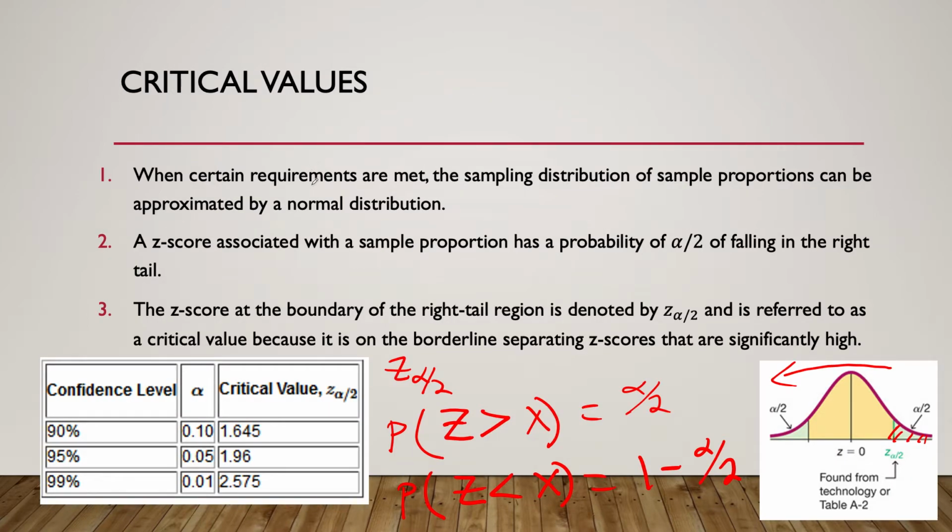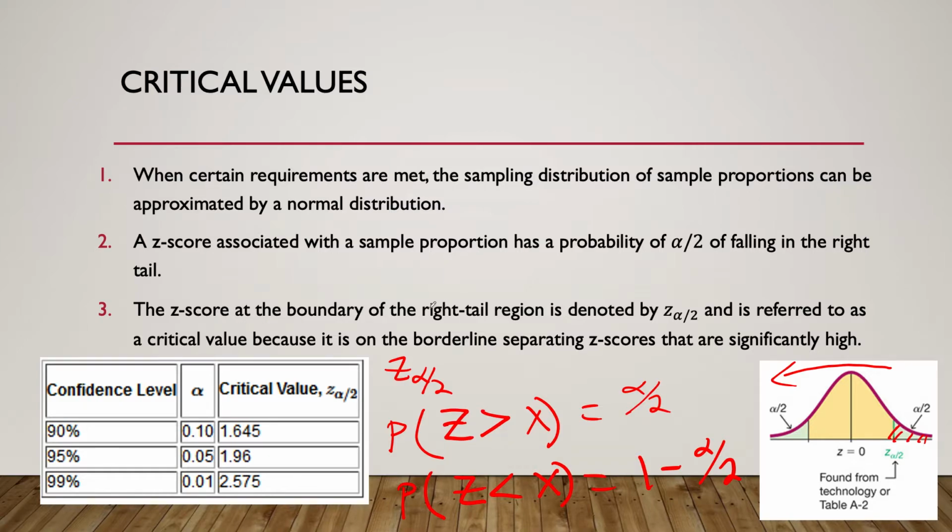For the critical values, this is when certain requirements are met. The sampling distribution of sample proportions can be approximated by a normal distribution. And a z-score associated with a sample proportion has the probability of alpha divided by 2, so the significance divided by 2, or half of the significance, of falling in the right tail. As you can imagine, the left tail is the same probability of alpha divided by 2. If you add these two tails, you get alpha, which is why we divide by 2.